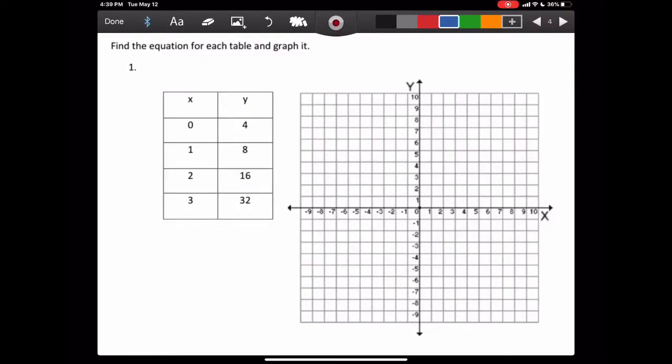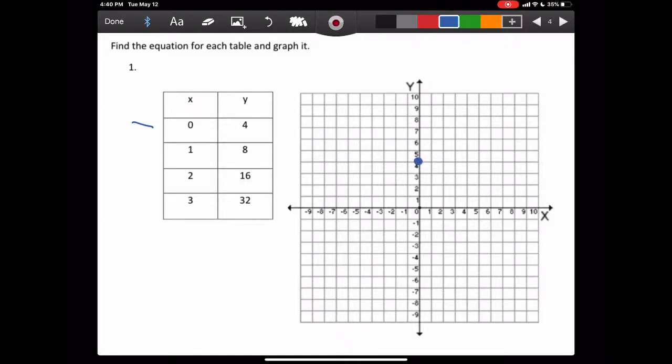This time it's giving us a table and it tells us to find the graph for each table and then to graph it. We can do this a couple of ways. We can graph it by just plotting our points. I could plot this point right here, 0, 4. As a matter of fact, let me make it a little bit thicker. Put my point right there.